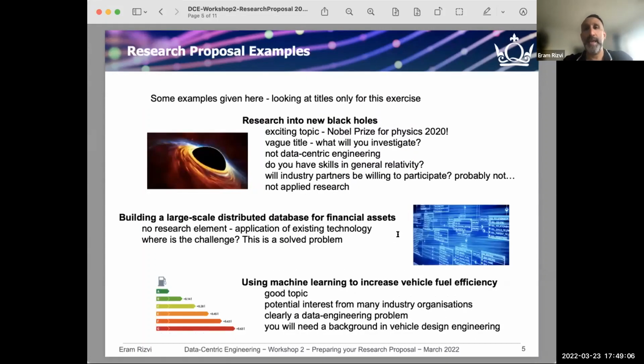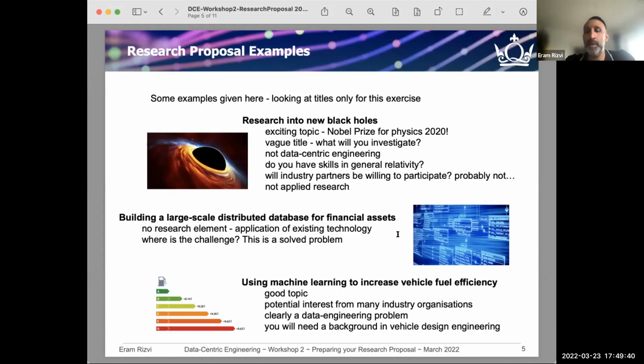Right, so I'm going to end this session just with 3 short examples of a research proposal. And obviously I'm not presenting the entire document, but just some bullet points here. And I'll talk through why some are good and some are not so good. So here's 3 examples of proposals. The first one is titled Research into New Black Holes. Now, this is a very exciting topic. It led to the Nobel Prize for Physics in 2020, but the title is a bit vague.